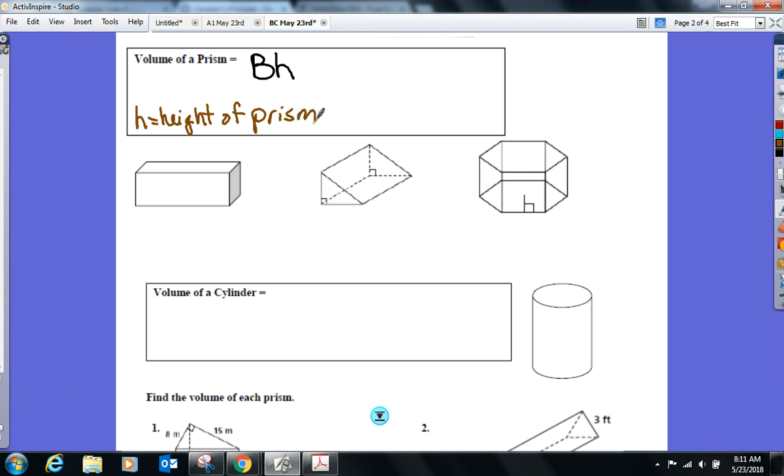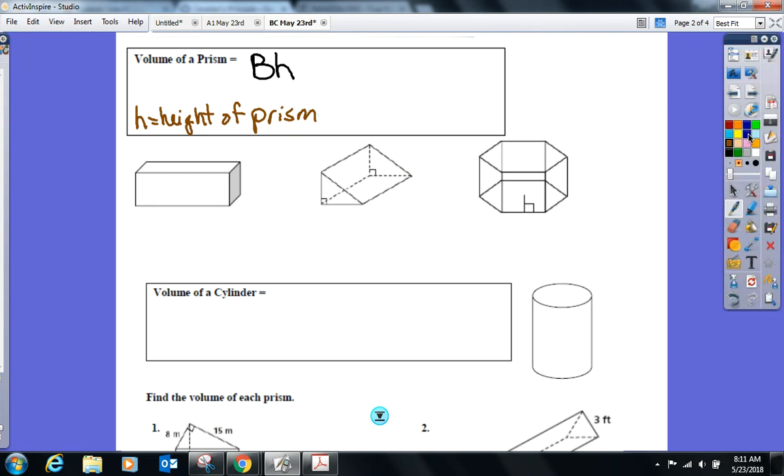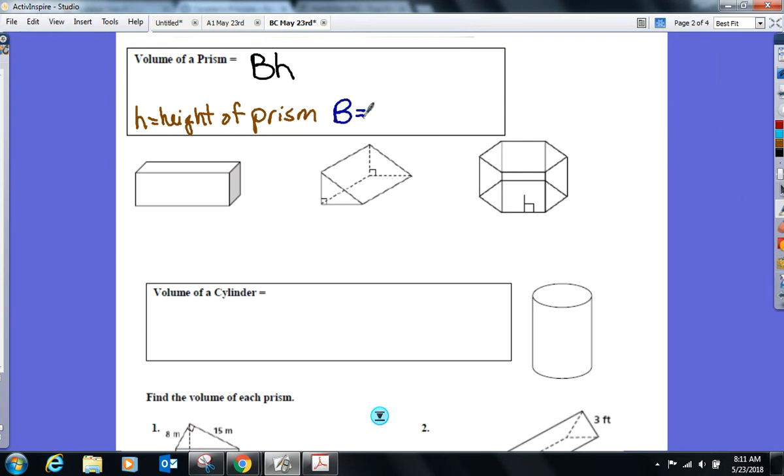I've been describing this all unit long. The height of any prism is the distance between its bases. How far are the bases from each other? Now, big B: area of a base. Not area of both bases, area of a base.